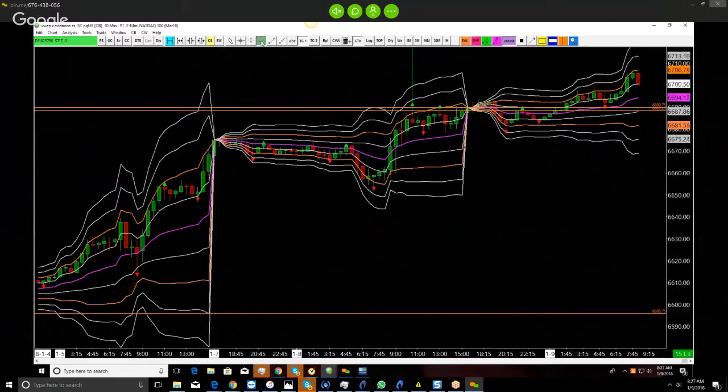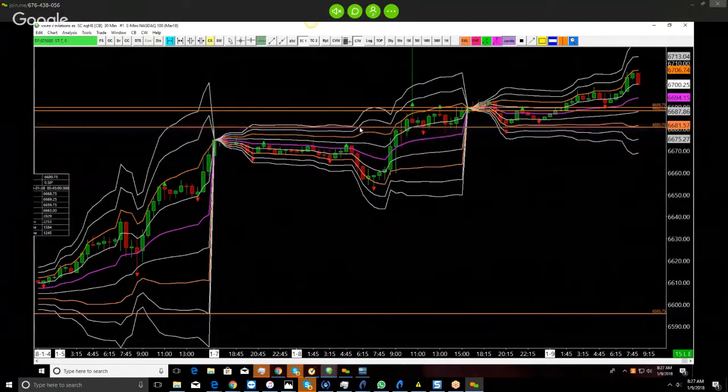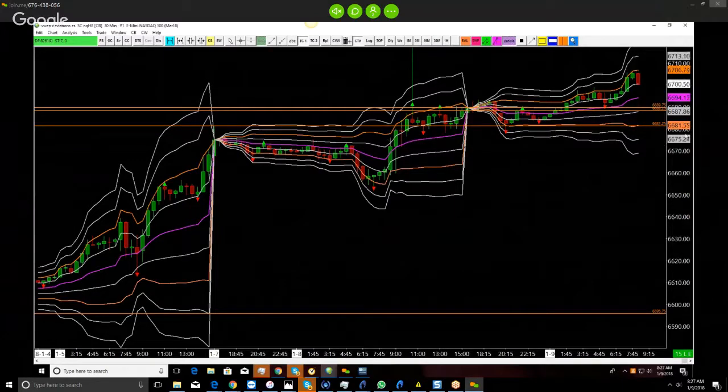You can see from yesterday's afternoon, we could not get a close. This is a 30-minute chart, right? You could not get a close underneath 66.81. That's why that 66.81 is the bull bear line. We got to get underneath it.